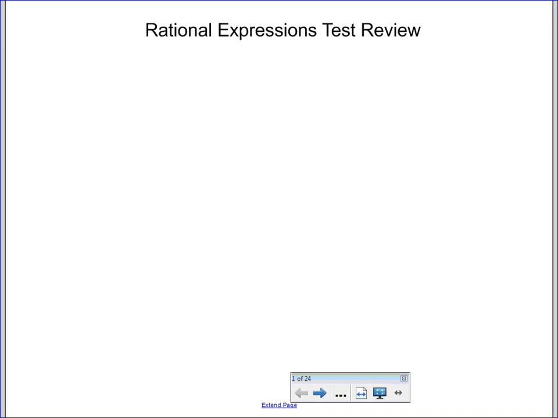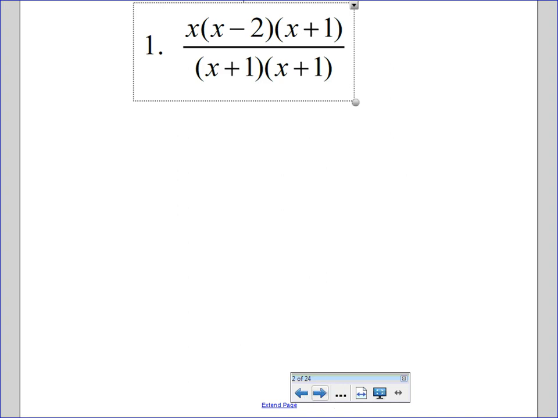Okay, this is the review of the rational expressions. I'm going to go over the test review problems. All right, so the first problem is pretty simple. This is just to make sure that we understand how reducing fractions works. All we'll do is we'll reduce the x plus 1, and we'll end up with x times x minus 2 over x plus 1.